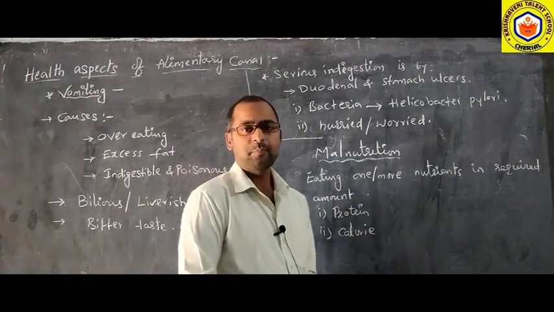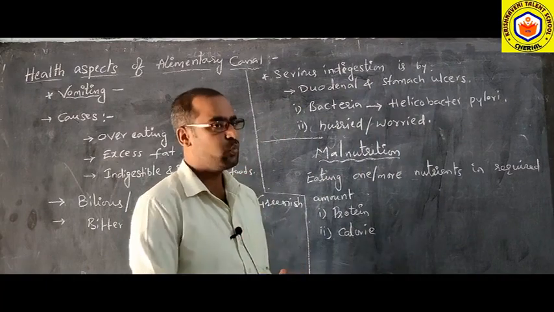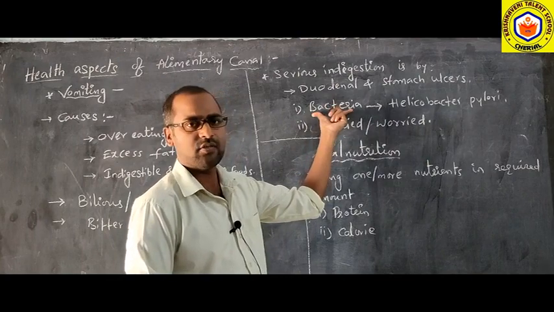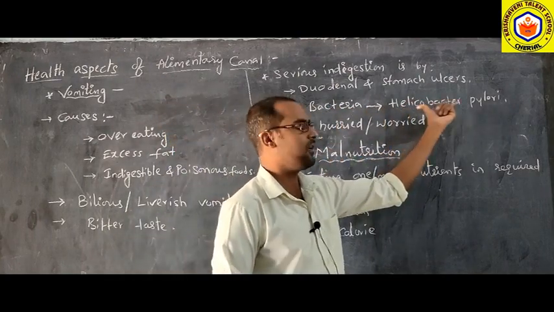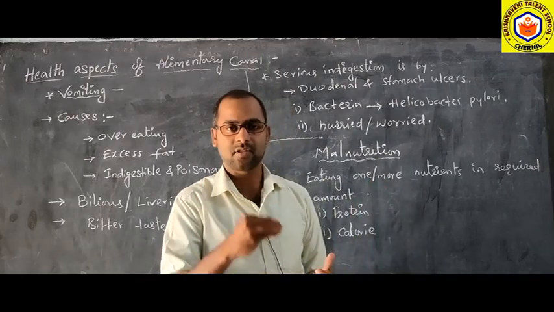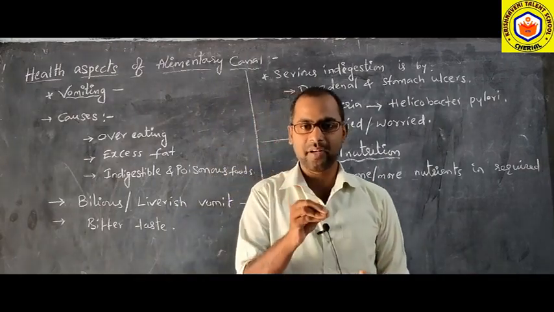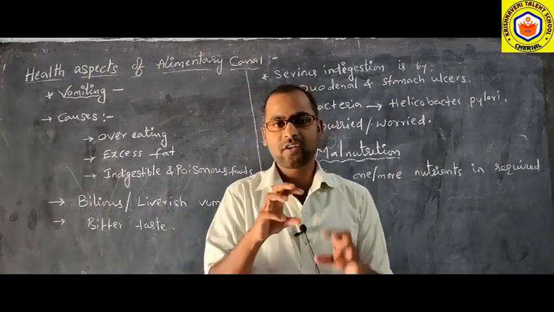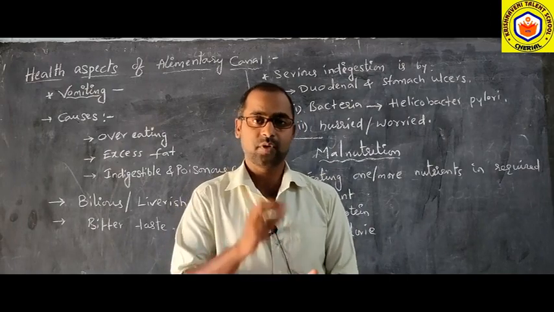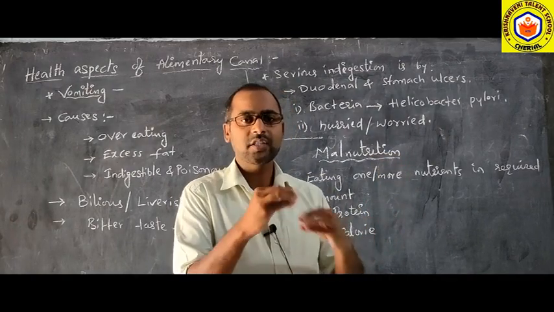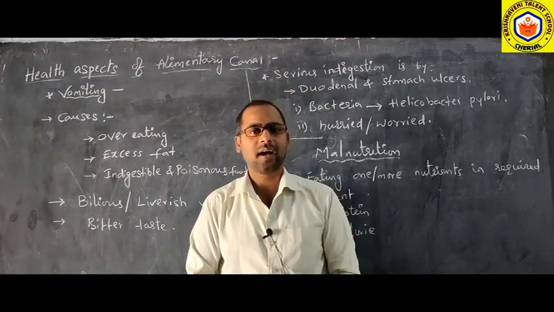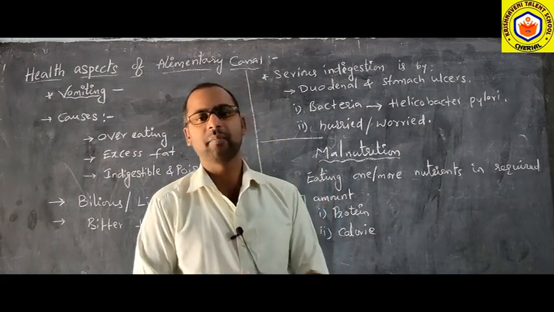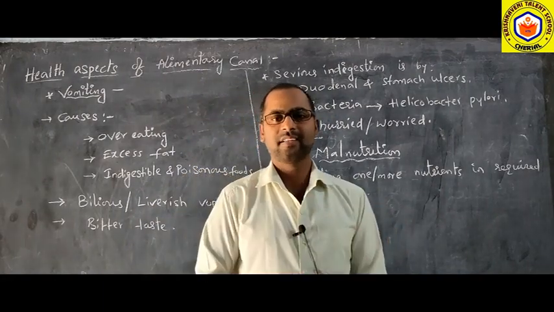Duodenal or stomach ulcers are due to two problems. One is bacteria, called Helicobacter pylori. This bacteria enters our stomach and duodenum and penetrates the stomach walls and duodenal walls, causing rupture to the walls. That causes wounds there, and wounds are nothing but ulcers, right? Due to that, indigestion takes place. That means the food will not be digested properly.